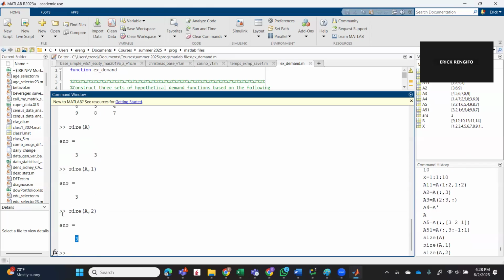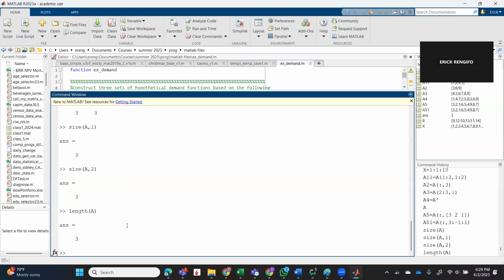There is another command, guys, that is called length. Do you remember what length does? Length gives you the highest dimension between the rows and the columns. In this case, rows and columns are the same, so it's providing any of them. But if you have, for example, a 10 times 1 or 10 times 2 matrix, length is going to give you 10. Make sense? So length gives you the largest dimension of a matrix.